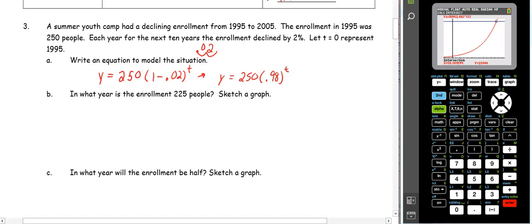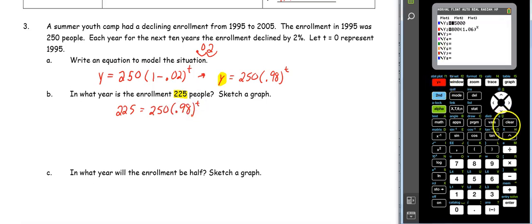So in what year is the enrollment 225 people? So we're going to take 225 and we're going to substitute in for y. So when we do that, we have 225 equals 250 times 0.98 to the t power. So to solve for that, we're going to use our calculator again. So y equals, we're going to have 250 for y2. Oops, sorry, y1 is going to be 225.